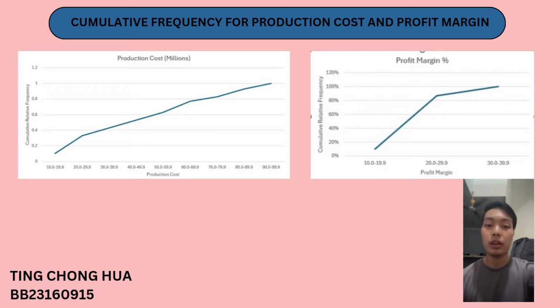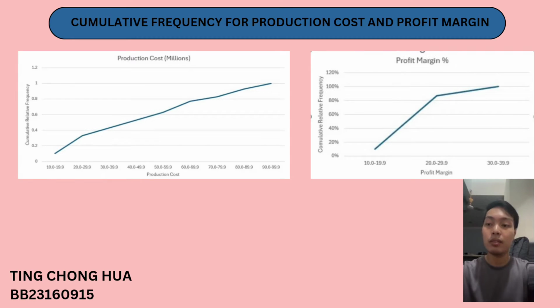For the production cost cumulative frequency, the curve shows a steady increase, in the range 90.0 until 99.9 the cumulative frequency is at 1, indicating cumulative growth in the proportion of production cost. For the profit margin, the curve rises sharply and faster between 10.0 until 19.9% and 20.0 until 29.9%, indicating a large portion of data falls within this range. The increase slows after 30.0 until 39.9%, reflecting fewer occurrences in the higher profit margin.